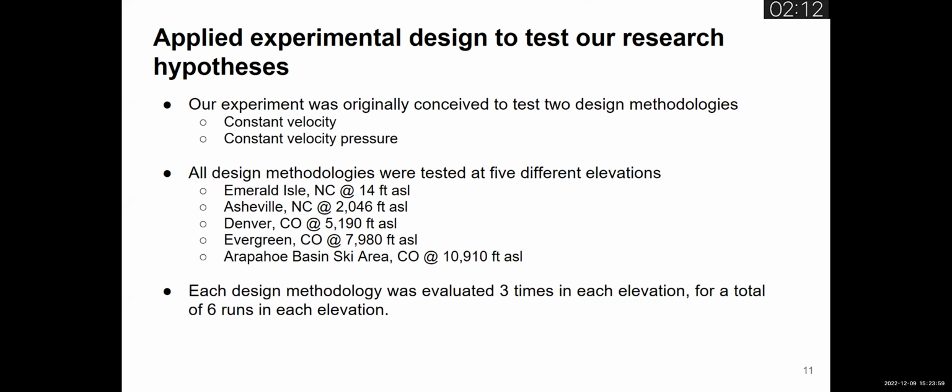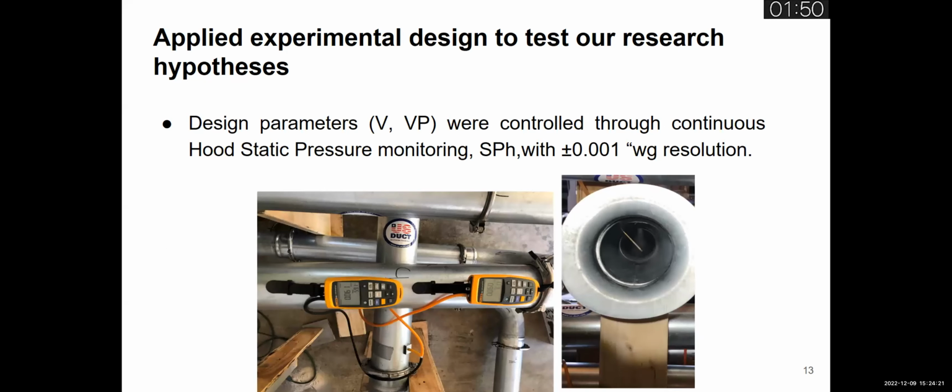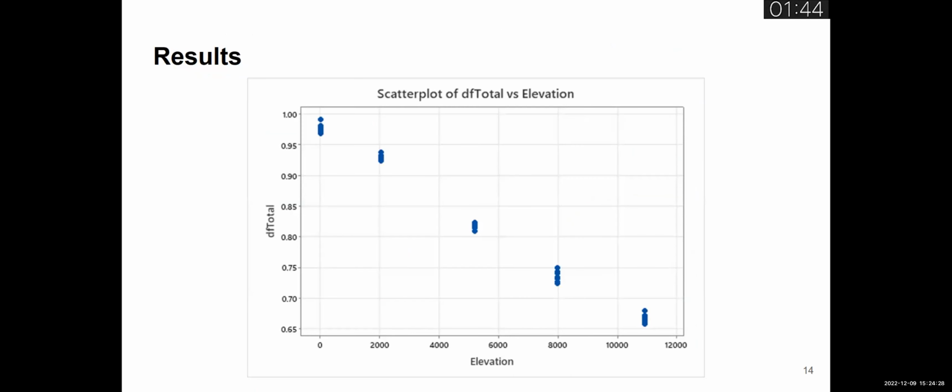Our experiment was originally conceived to test two design methodologies. The first one, constant velocity, and the second one, constant velocity pressure. They were tested at 5 different elevations and evaluated 3 times in each. Our response variable was conveying efficiency. Design parameters were controlled through continuous static pressure monitoring.